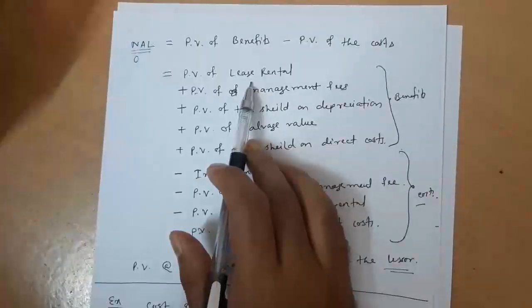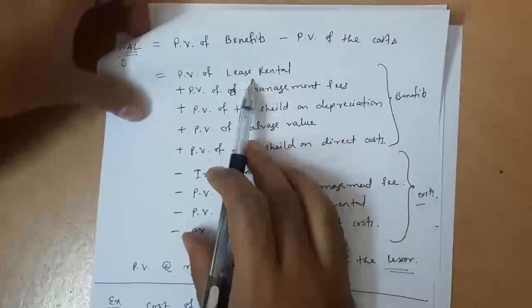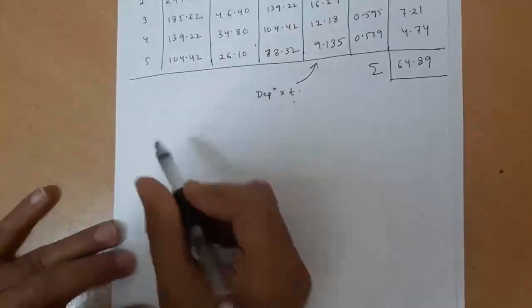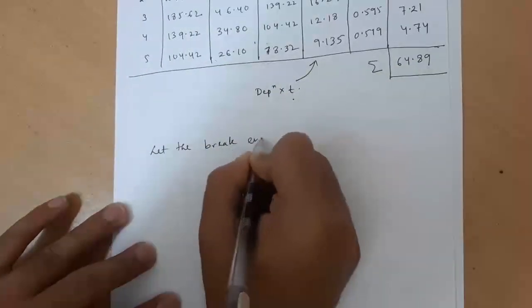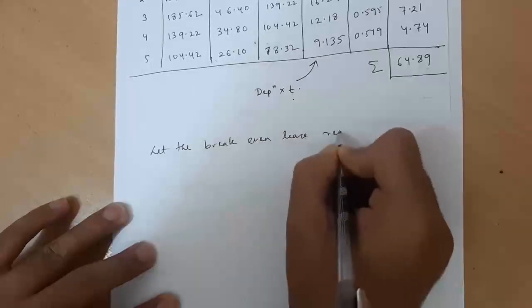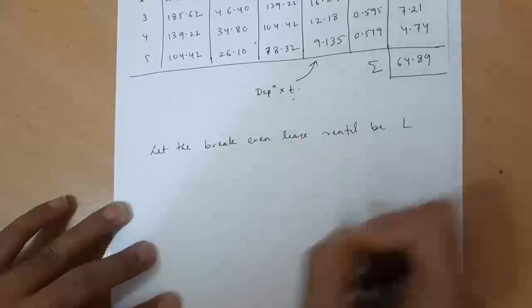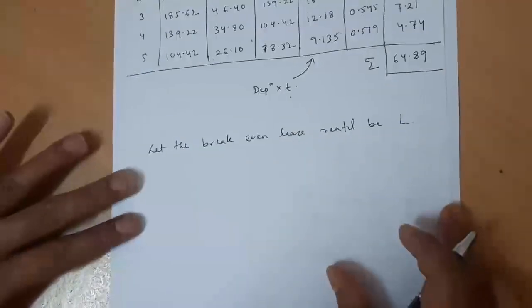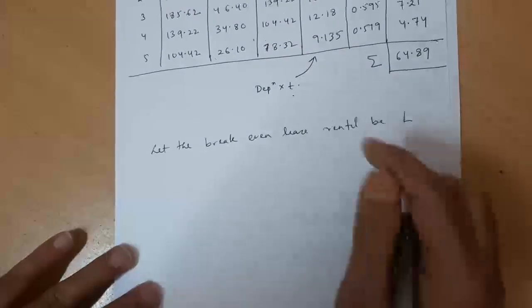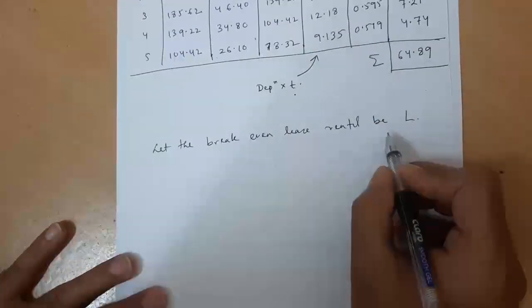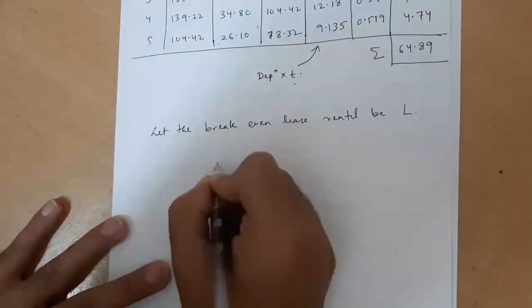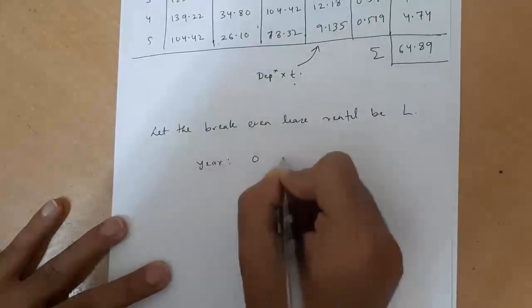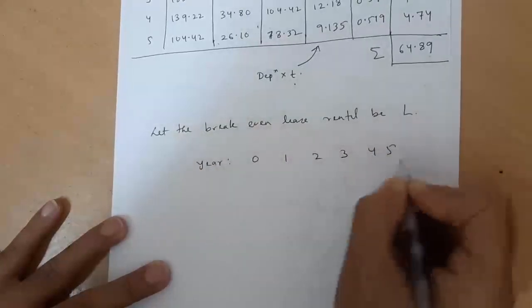Now whenever you are finding the break-even lease rental, you do not know the break-even lease rental. So assume that the break-even lease rental is a certain amount, say L. So let the break-even lease rental be capital L. Suppose this L is the amount of lease rental, paid on an annual basis at the end of every year. So payment will be like this. Your years will be 0, 1, 2, 3, 4, 5.